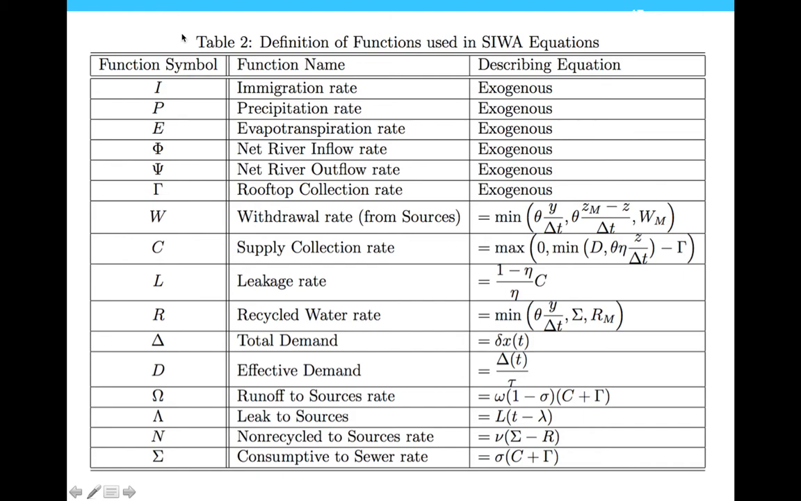So here, this table summarizes essentially what we just saw. It has all the model variables in the first column, their denominations, and how they're calculated. And as we said before, a number of them are externally specified, which means you have to do some research to understand how much rainfall your site gets, or how much river inflow your site gets, etc. And then the others are calculated using the logic that we just saw. So this is just a summary of that.